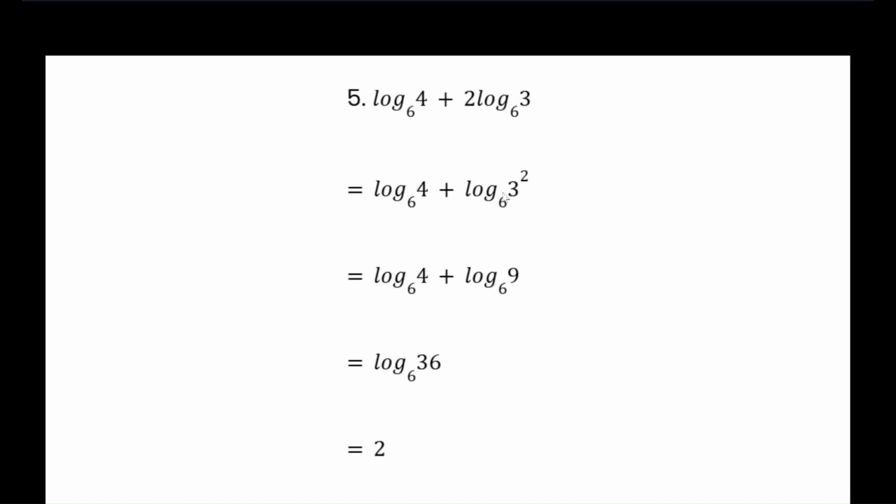a power, and we rewrite 3 squared as 9, so we are at this stage. We can combine both logs directly because they have the same base, so we have log of 36 base 6. Now we say 6 to the power of what gives me 36, and that's 2, because 6 squared is 36. So our final answer is 2.